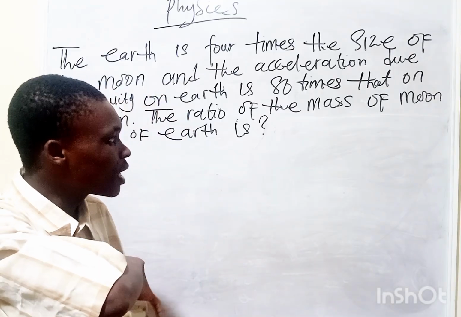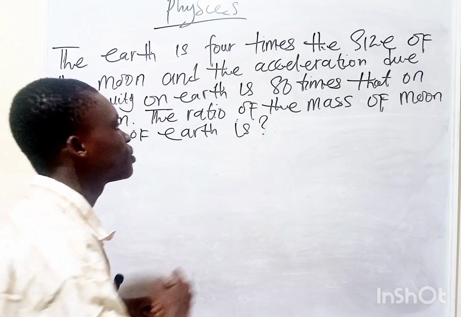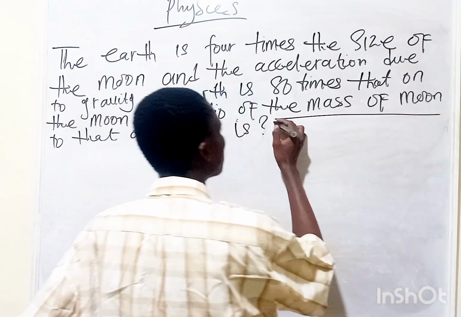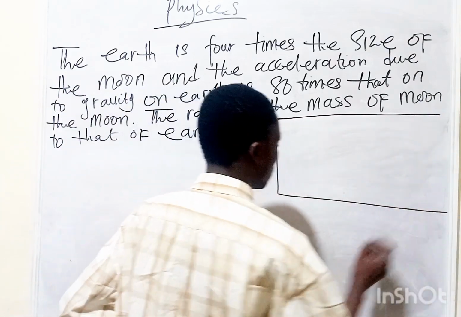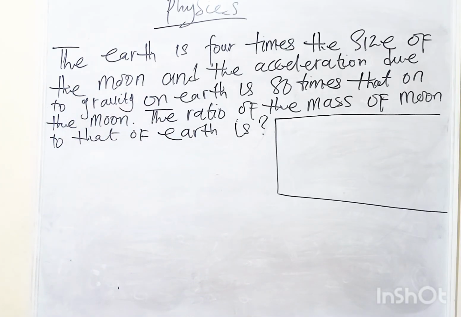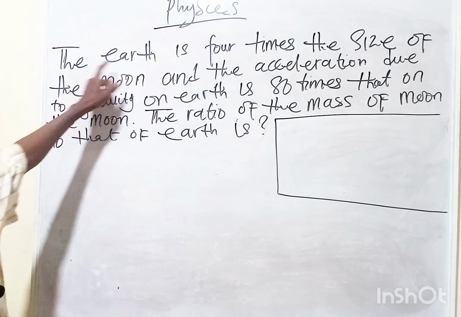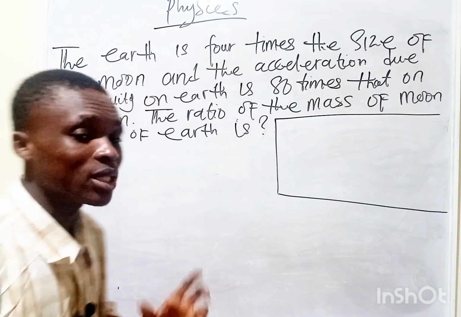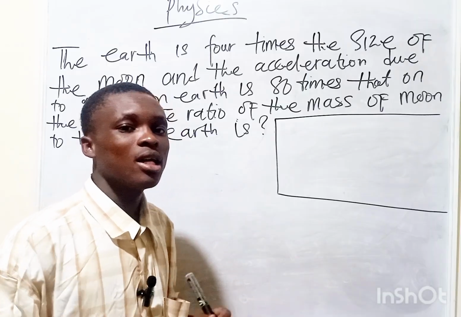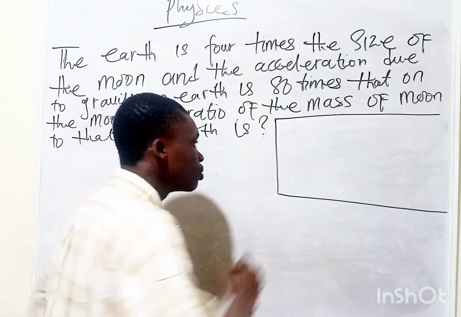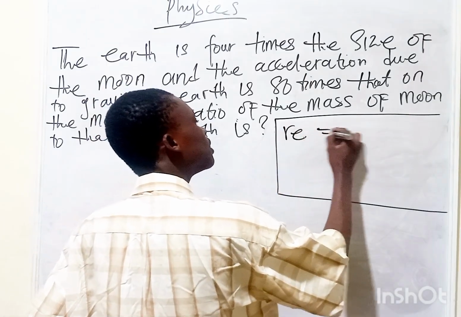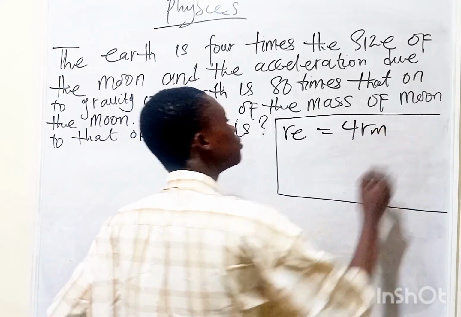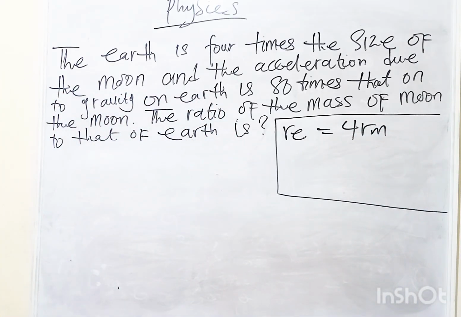All right, first of all, let's pick out the parameters. Whenever you're given any question in physics, the first thing you should do is to pick out the parameters. What are we given from the question? The Earth is 4 times the size of the Moon. That means that the radius of the Earth equals 4 times the radius of the Moon. That's the first one. Now we are done with that.